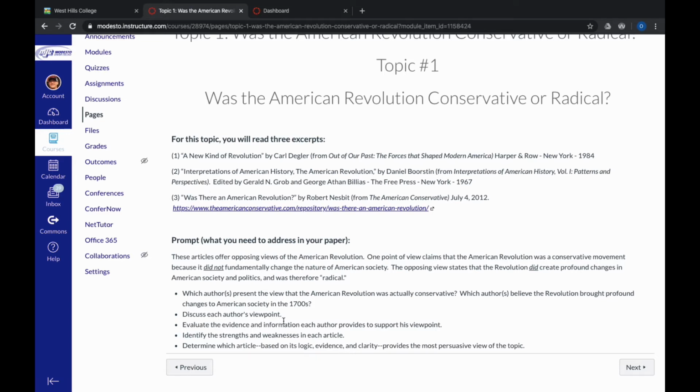Evaluate the evidence and information each author provides to support his or her viewpoint. And that's important. So not only should we be able to understand what they're saying, but how they're supporting their viewpoint. Identify strengths and weaknesses in each article and determine which article, based on its logic, evidence, and clarity, provides the most persuasive view of the topic.